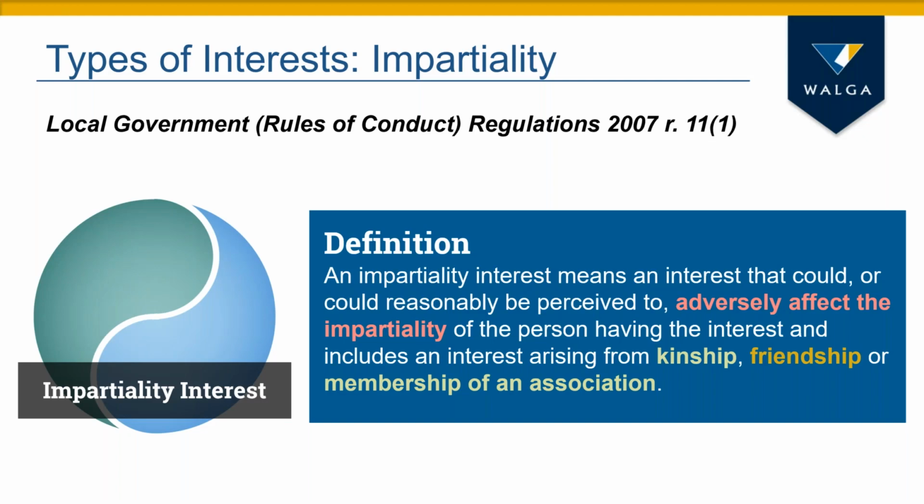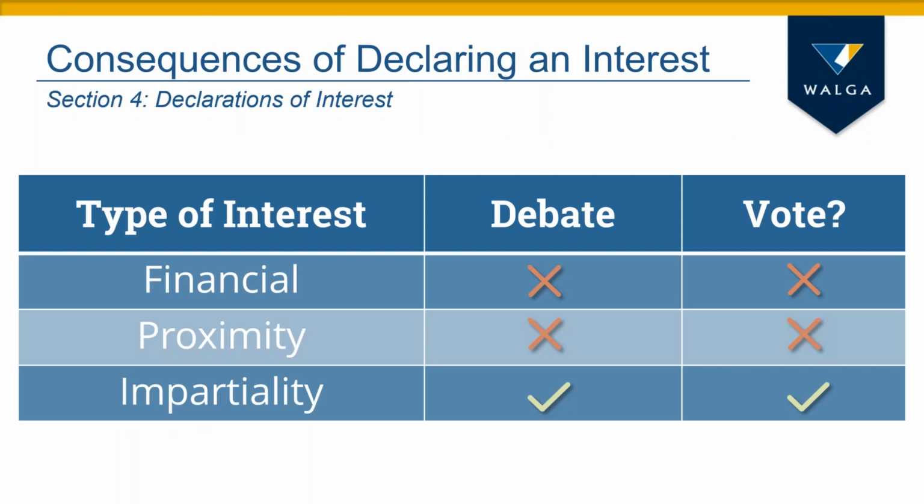There are some differences between financial, proximity, and impartiality interests. If you declare a financial, indirect financial, or proximity interest, you will not be able to participate in the decision-making process of council in any way. If you declare an impartiality interest, you will be able to participate in debate of a matter and vote at a council meeting.